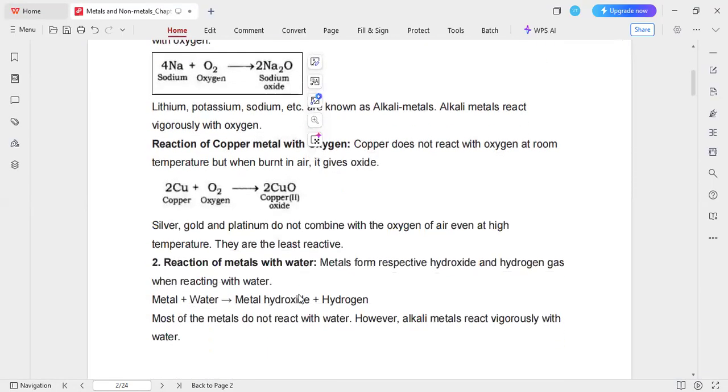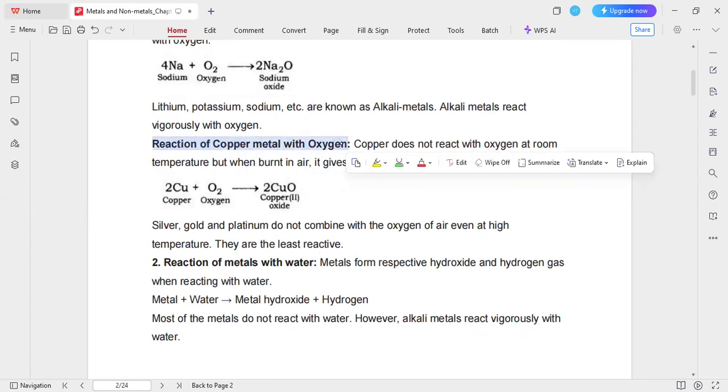Reaction of copper with oxygen. Copper reacts with oxygen, gives you what? Black coating of copper oxide. Remember one thing: silver, gold, and platinum do not react with oxygen.